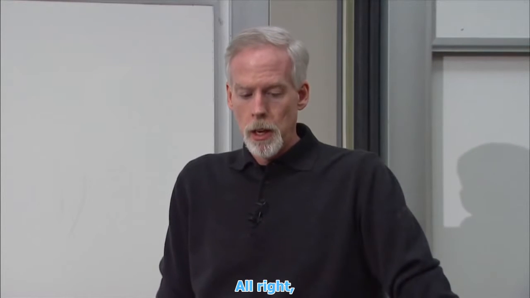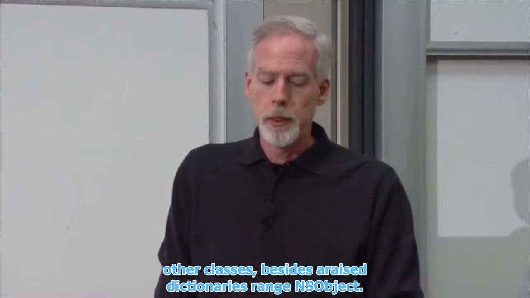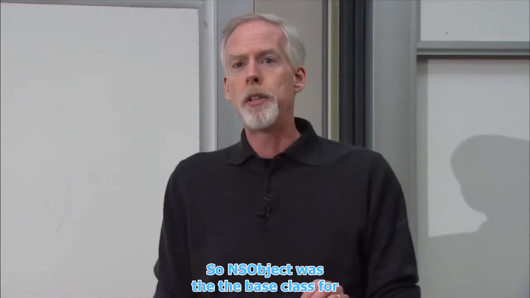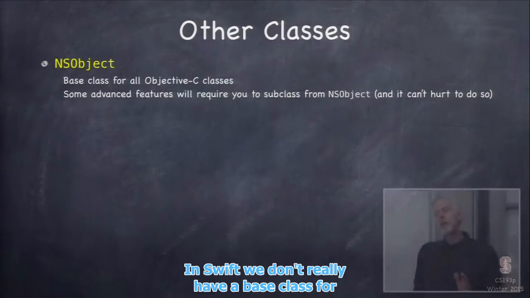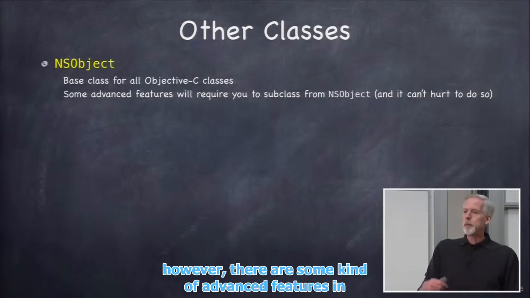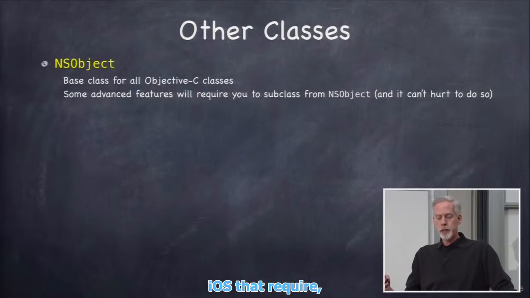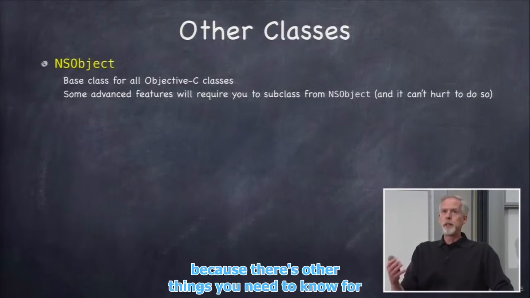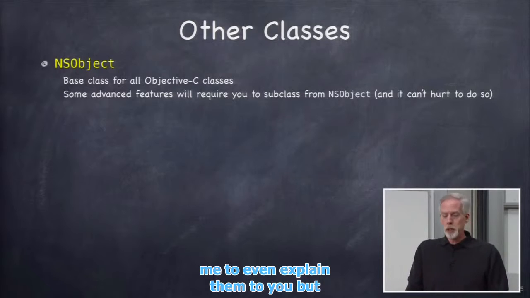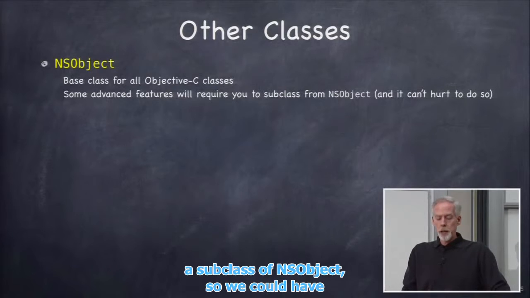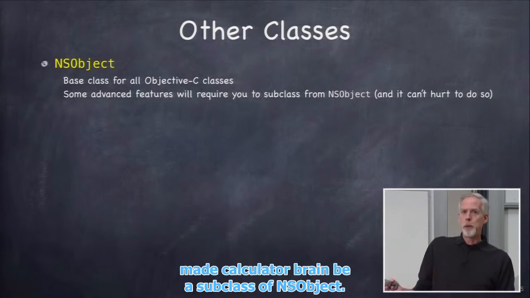All right, other classes besides arrays, dictionaries, range. NSObject. NSObject was the base class for all Objective-C classes. In Swift, we don't really have a base class for all Swift classes. However, there are some advanced features in iOS that require even your Swift class to inherit from NSObject. I can't really talk about them because there are other things you need to know for me to even explain them to you, but down the road that will happen. It really doesn't hurt to make your Swift class a subclass of NSObject, so we could have made CalculatorBrain a subclass of NSObject.